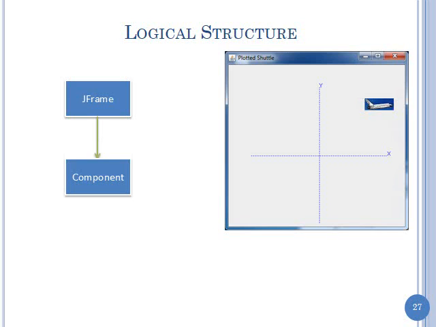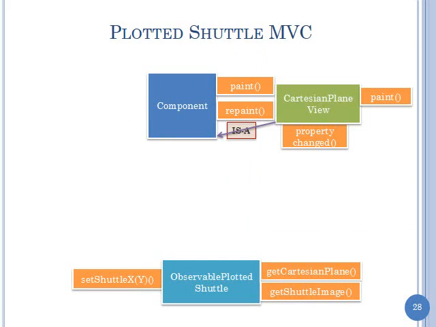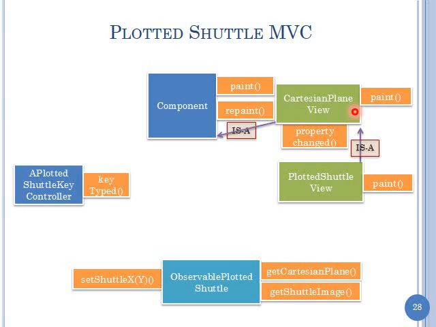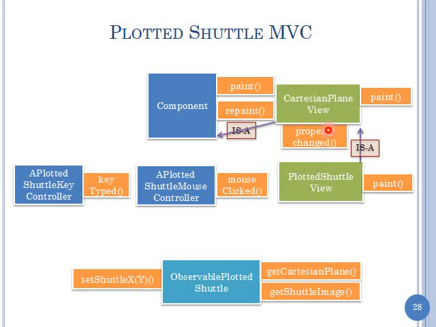And how do we do this? Well, we still have a component. It's a similar kind of structure, but my component has to be a specialized component so that it can redraw the view and draw the Cartesian plane view. So what I will do now is create another component that draws the plotted shuttle view, which is a subclass of Cartesian plane view. Just as Cartesian plane view was a subclass of component, my plotted shuttle view will be a subclass of Cartesian plane view. Same idea being applied a second time.